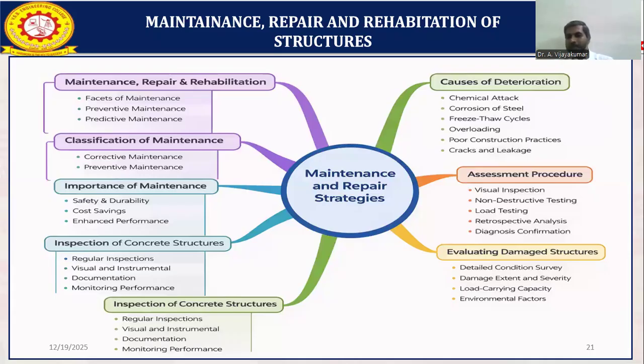Initially, we need to conduct a visual inspection, and we need to conduct various tests, especially non-destructive testing, load testing, and restorative analysis. After that, we need to confirm the diagnosis. Once the diagnosis is confirmed, we need to identify the proper repair methods to follow. Then finally, we discussed the various causes of deterioration, especially chemical attack, corrosion of steel, freezing and thawing cycles, overloading, poor construction practice, cracks and leakages, and design and construction errors. The entire thing we discussed in module 1, that is called maintenance and repair strategies.